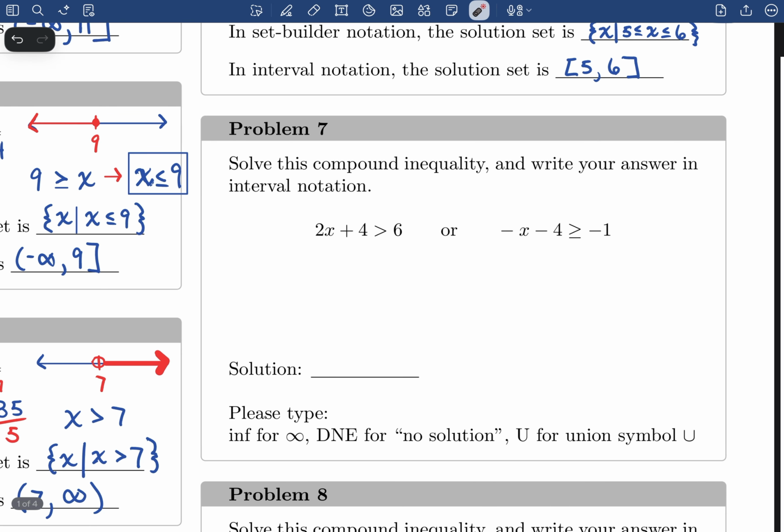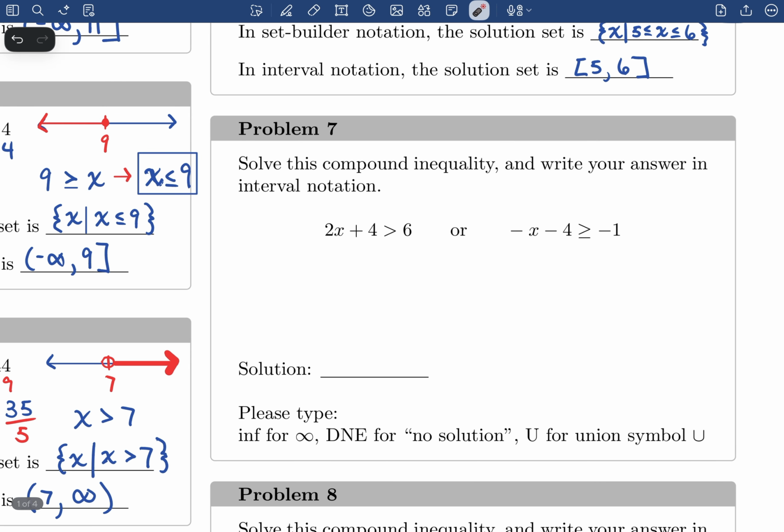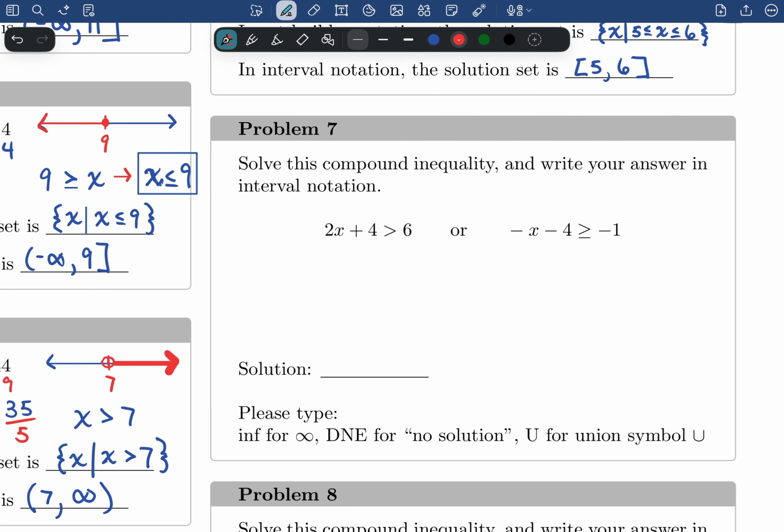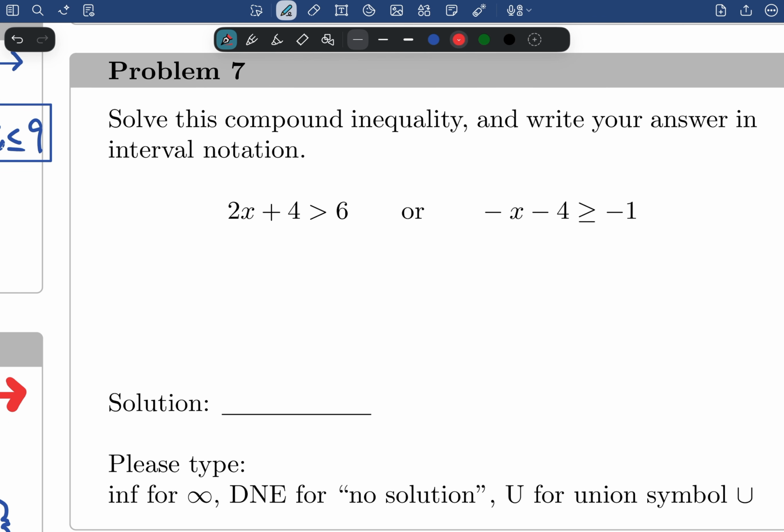Great. Problem 7. Solve this compound inequality and write your answer in interval notation. 2x plus 4 is greater than 6. Okay, well, let's solve that for x. Quickly, you're going to see this linear inequality. I'll subtract 4 on both sides, and I get 2x is greater than 6 minus 4, which is 2. Now I'm going to divide by 2 on both sides. I didn't divide by a negative number, so I don't have to swap the inequality symbol, and I get x is greater than 1. Okay, that's my first inequality solution.